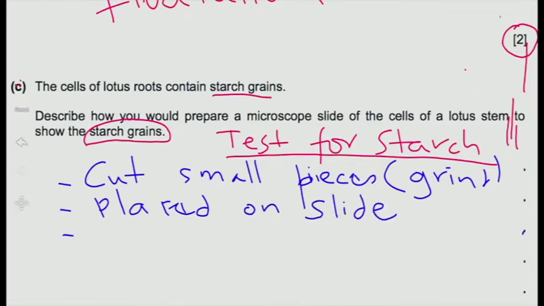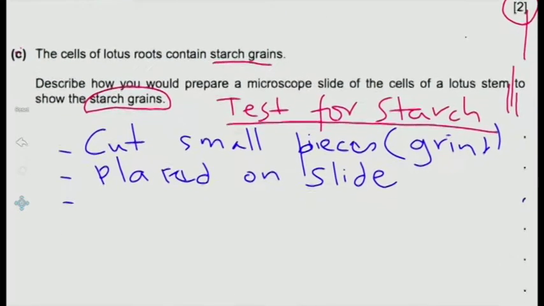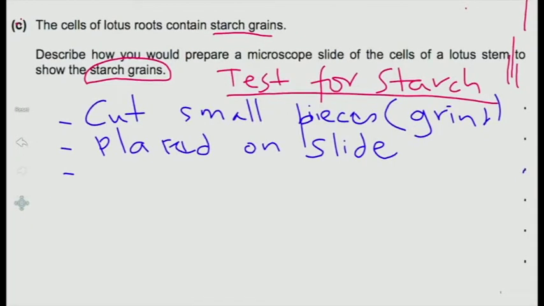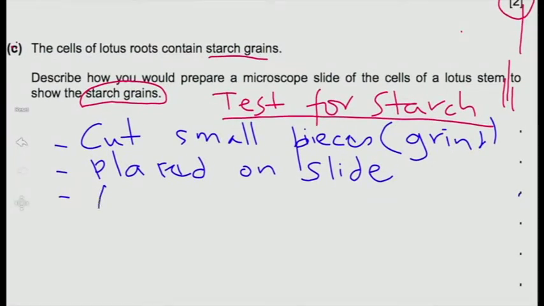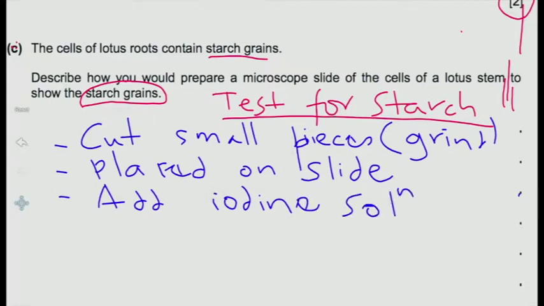Point number 3, you cut it and place it on a slide. We're testing for starch, remember? You add iodine solution, a few drops of iodine solution.